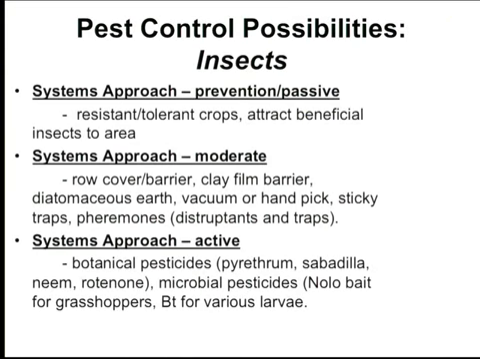Next. So you can use three approaches. The one that we like to recommend, and that we should be doing if we're really taking an ecologically based pest management approach, would be a preventive approach, where we prevent the problem by using resistant or tolerant crops or encouraging beneficial insects to the area.